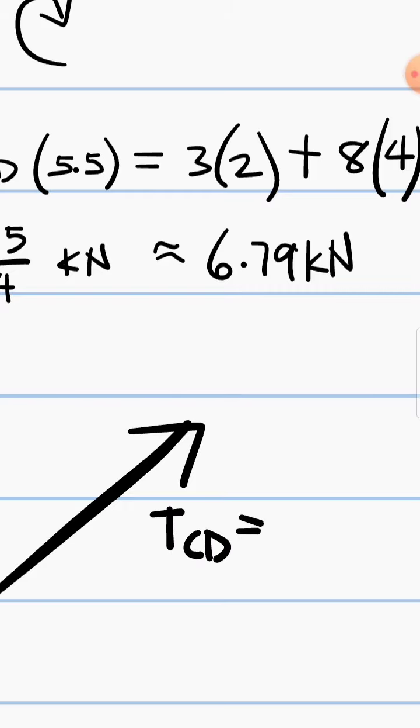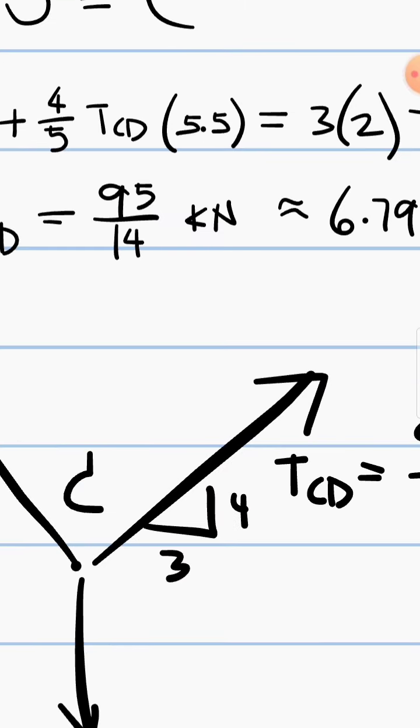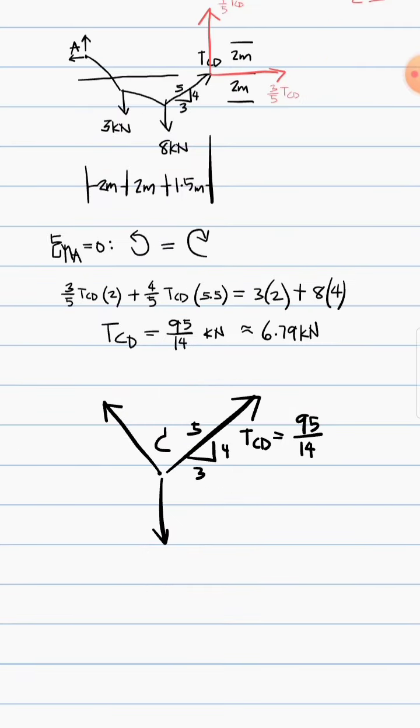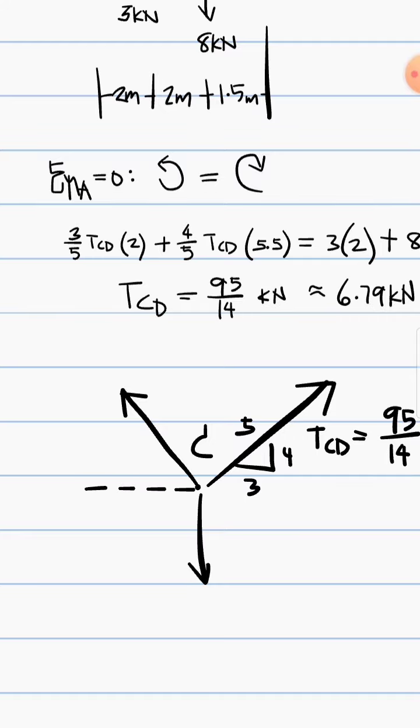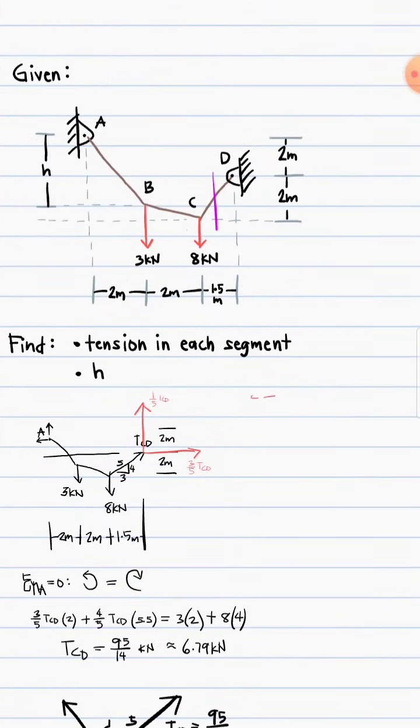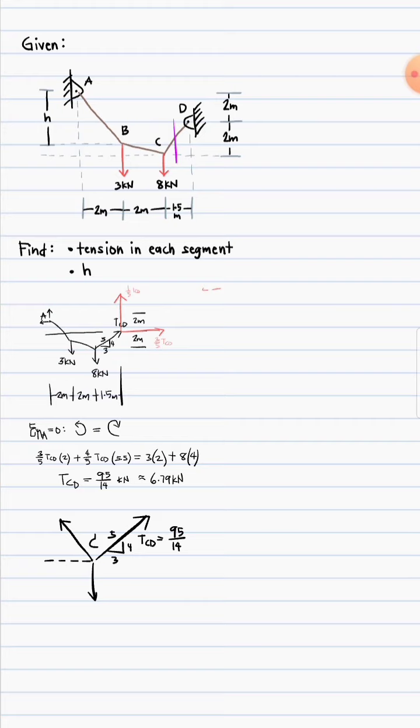So this is tension CD, and that is equal to 95/14. And its slope is 3-4-5. Again, 3-4-5. And then, here, we don't know what is this angle here, that BC. So we will have here two unknowns, which is tension in BC and the angle of inclination of tension BC. Right? We know the tension in CD. We have the given 8. So we have two unknowns. And how many equations can we get from point C? There are two. Sum of the forces in the X and sum of the forces in the Y.